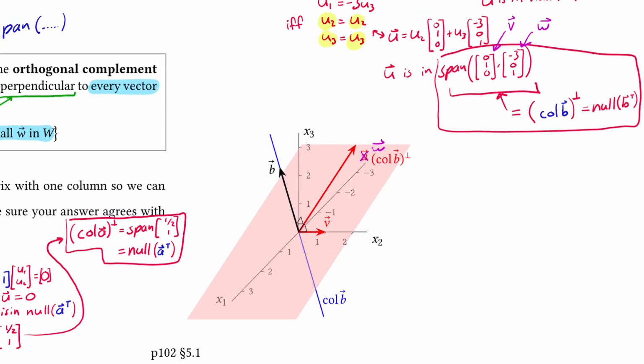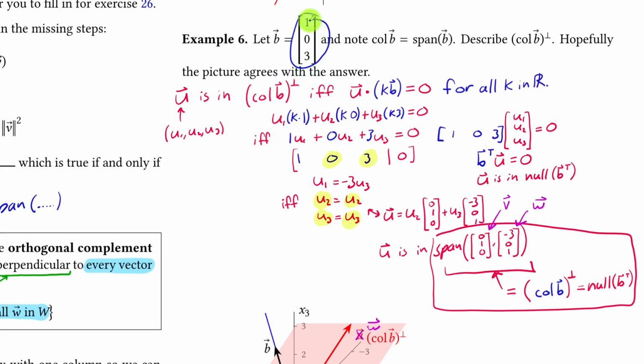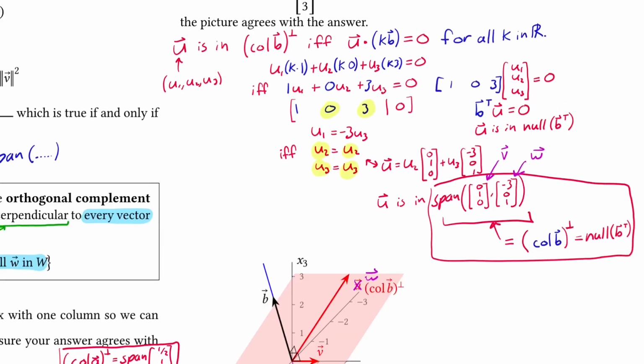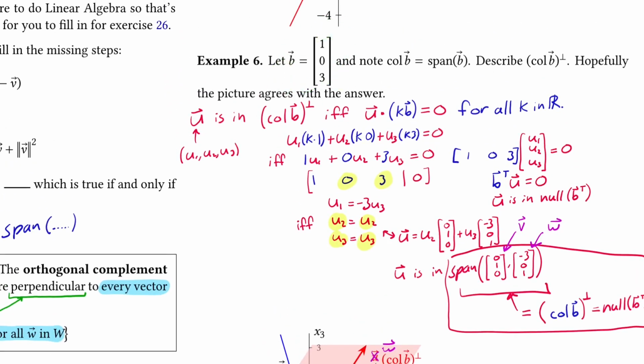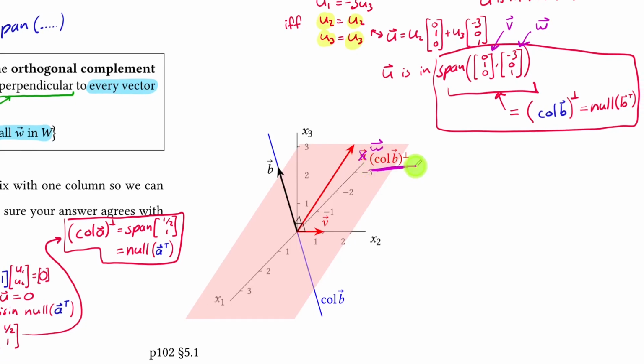And anyways, yeah, the column space of B is the straight line, and we can see that V, (0, 1, 0), is perpendicular to B. It's easy to do a dot product with this (0, 1, 0) with (1, 0, 3) and get 0. And also W, (-3, 0, 1), is also perpendicular to B. You can check that with a dot product too. So the span of these two vectors that are each perpendicular to B gives you the orthogonal complement of the column space of B.